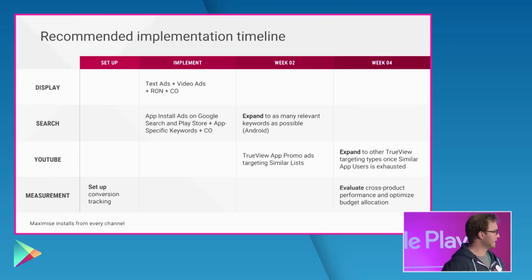You can optimize your search campaigns in week two by adding a few more keywords once you've got performance. And once those two are up and running, then you can experiment by running YouTube campaigns, trying to get a bit more incremental reach, starting with similar lists to make sure that your targeting is tight.